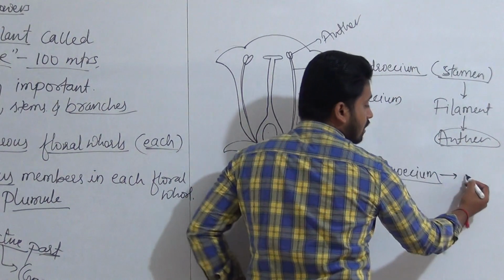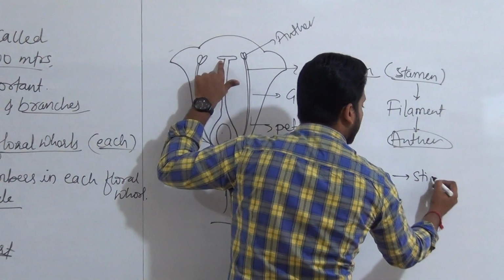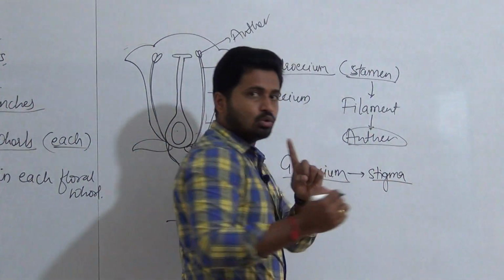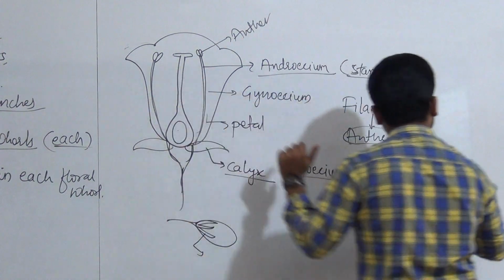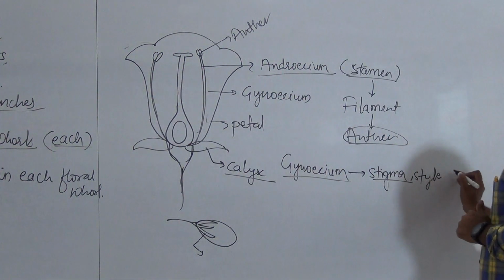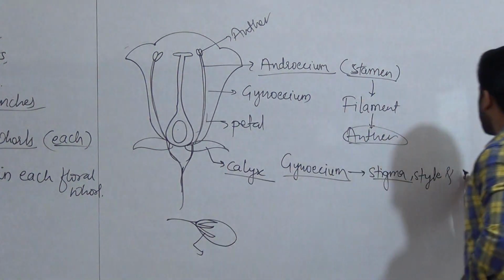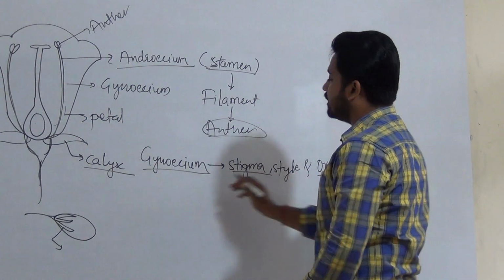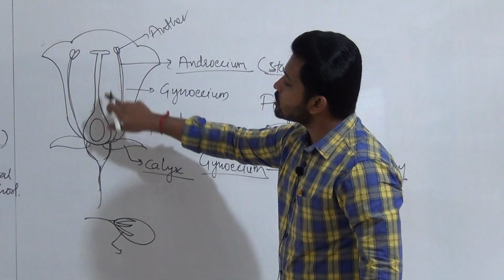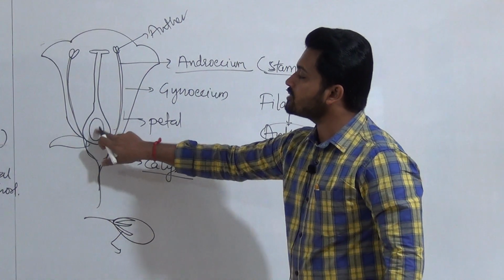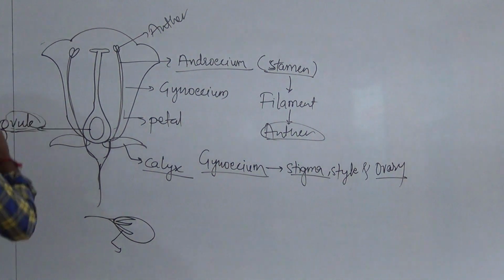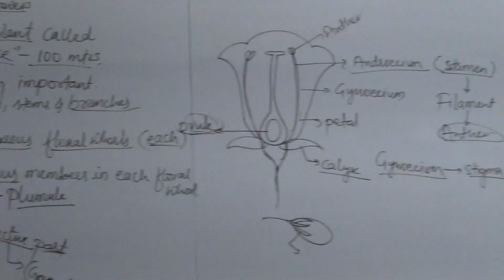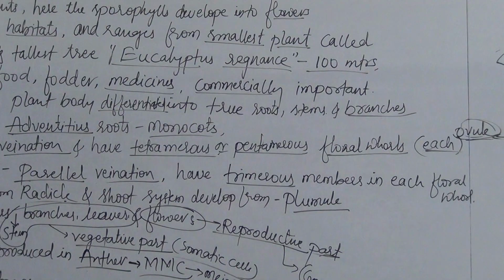Gynoecium consists of what? Stigma, style, and the basal swollen part called ovary. Pistil is another word for gynoecium. These three together we call gynoecium: stigma, style and ovary. In the ovary what is present? This is ovule. In the ovule only, what is going to form? Embryo sac.